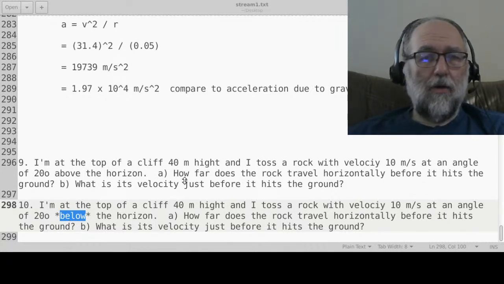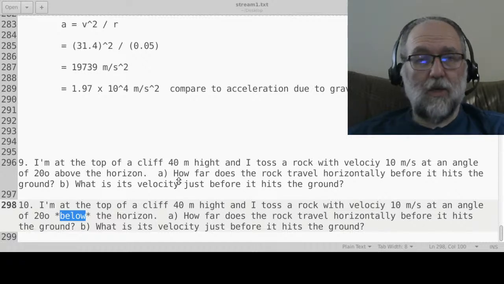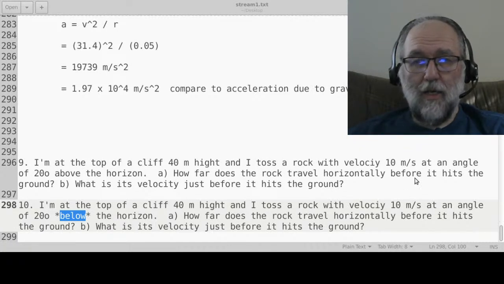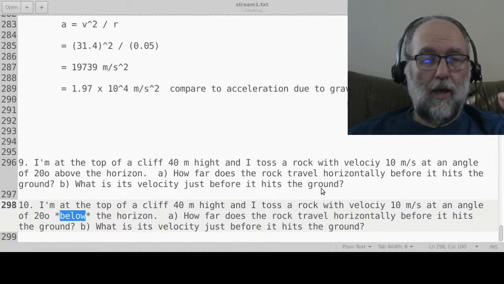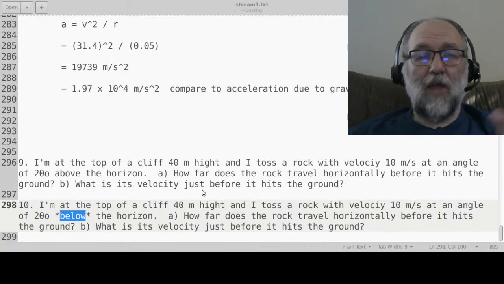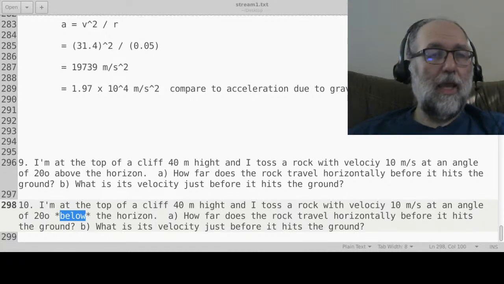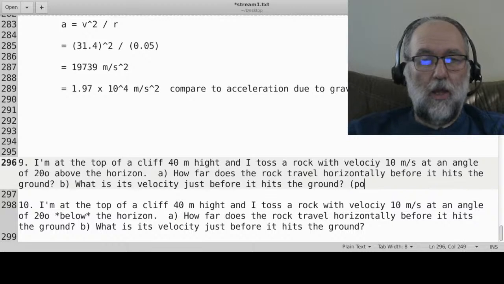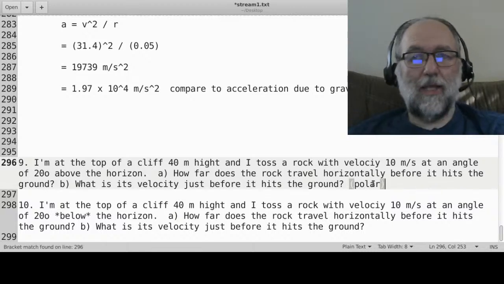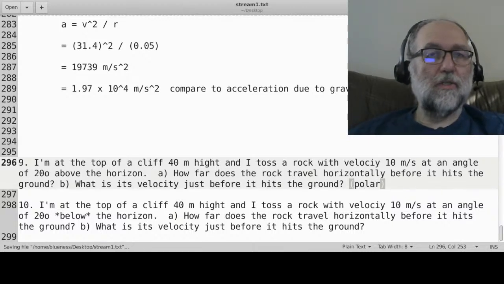All right, so there's the situation, and what am I asking you to find? Question A is how far does the rock travel horizontally before it hits the ground? There's only two parts. And B, what is its velocity just before it hits the ground? And for B, maybe I should just be explicit here. I want the answer in polar coordinates.